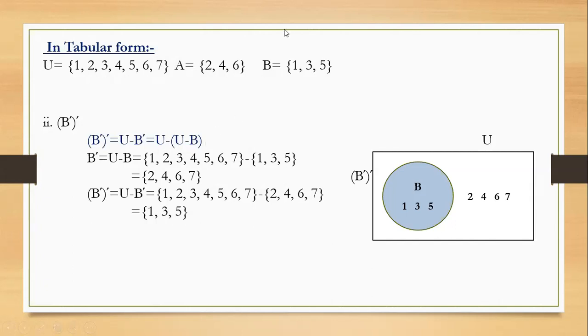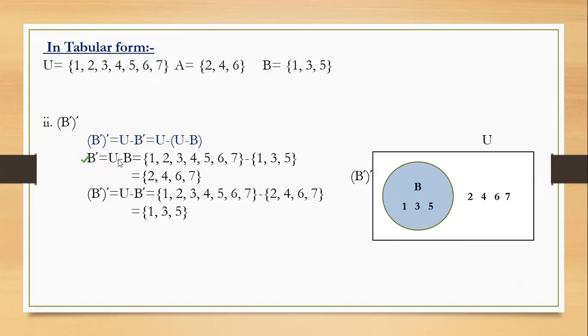First of all, my dear ones, we have to solve B dash. Then we have to put this value over here. Then we have to subtract it from U, and in this way we get the answer B double dash. B double dash means U minus B dash, and this B dash means U minus B. Now first of all, let's find B dash.